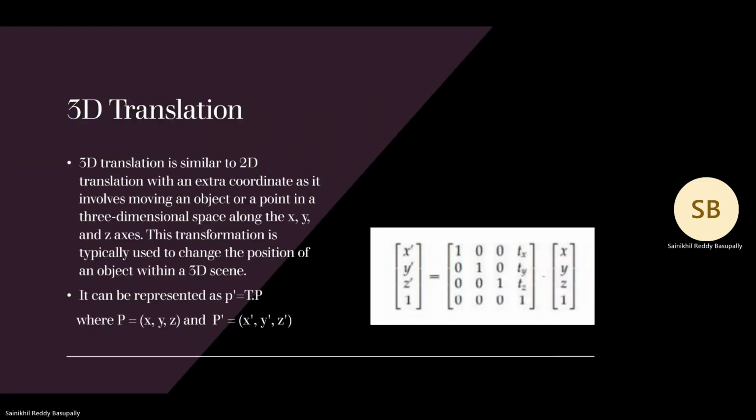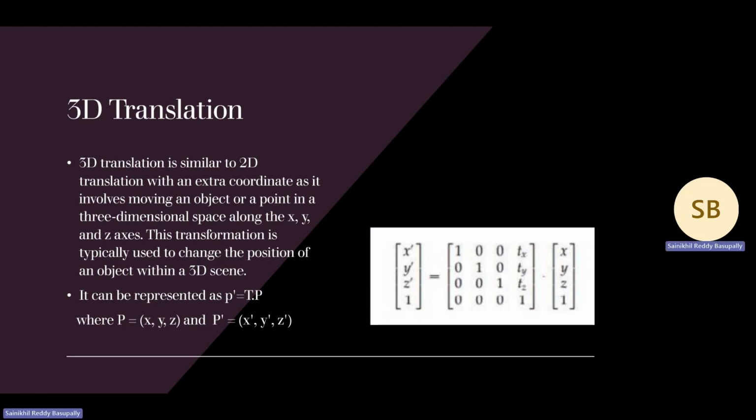So one of them is 3D translation. 3D translation is similar to 2D translation with an extra coordinate, as it involves moving an object or a point in a three-dimensional space along one of the x, y, or z axes. This transformation is typically used to change the position of an object within a 3D scene. So it's nothing but the process of changing the relative location of a 3D object with respect to the original position by changing its coordinates.